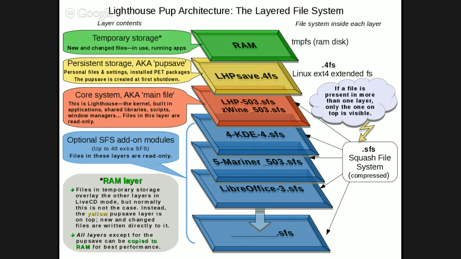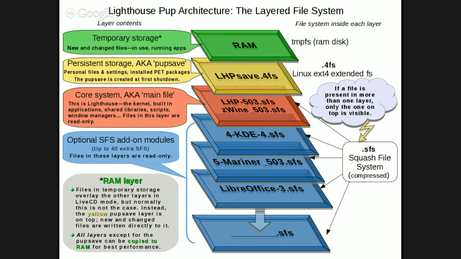On top of the core system would be your personal information that you save. It's important to understand that all of these layers, from the core system down into the optional SFS, are read-only. So if you go to make a change in the file system, that gets saved in the top layer, this temporary storage. Now that sits, as I said, in RAM in its own section.